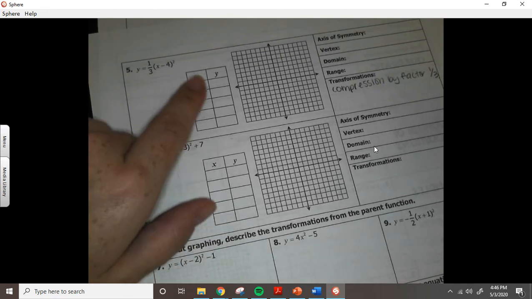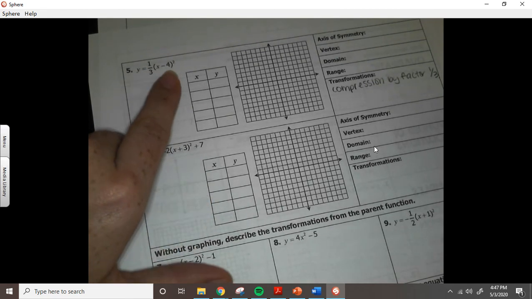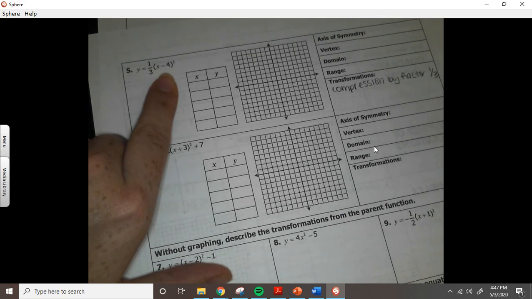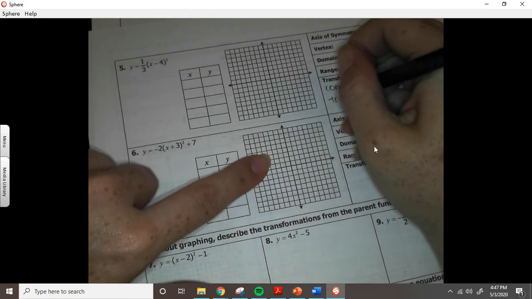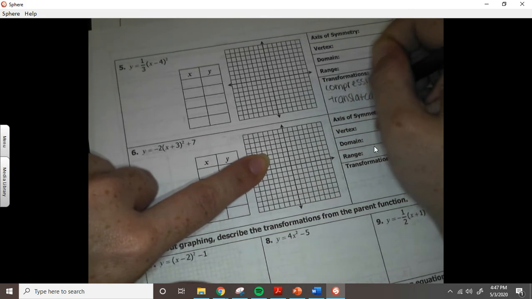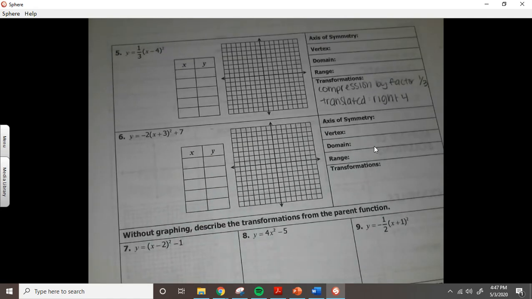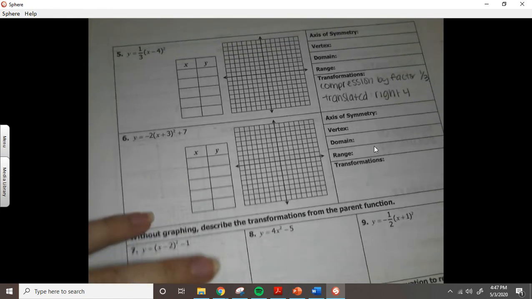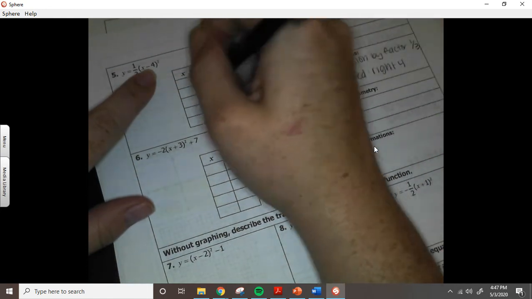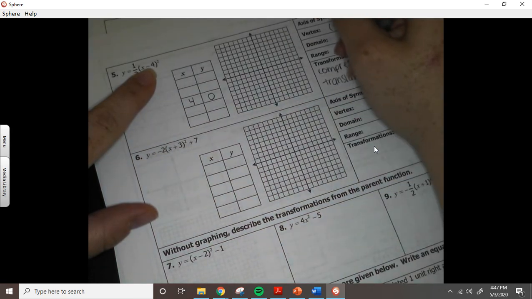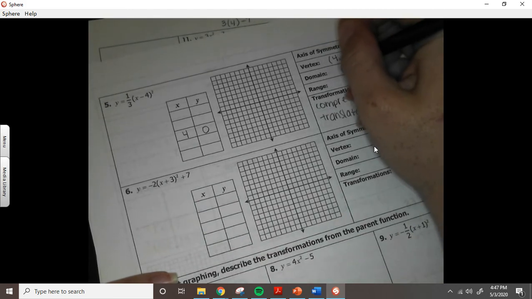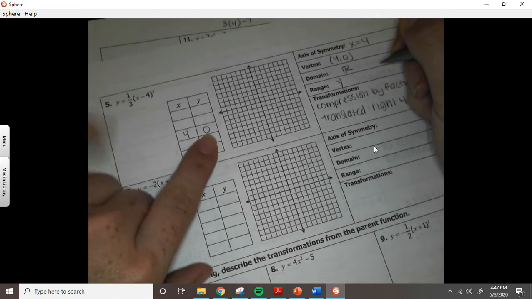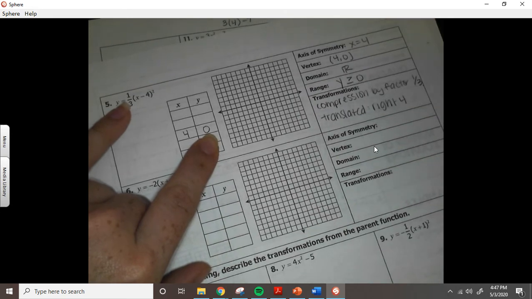What else? We have horizontal movement since it's inside the parentheses, and since it's negative, we think opposite, so positive. So it's translated what? Right 4. Good. So this graph should be a wide little thing that's opening up and moved to the right 4. So our vertex is going to be 4, 0. Axis of symmetry, x equals 4. Domain, again, always all real numbers. And my range is going to be, it's opening up, greater than or equal to my y value.